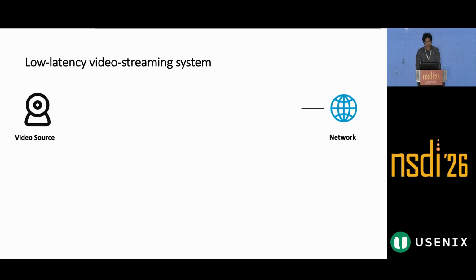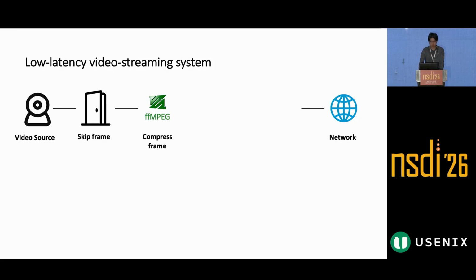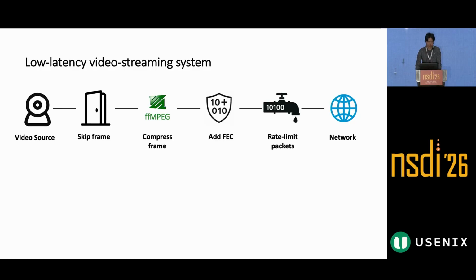The pipeline of a low-latency video streaming is fairly complex. A video source will generate some frames, and then the system needs to decide, should we skip this frame? What bit rate should we compress this frame at? And how much FEC redundancy should we add? And how fast should we send packets into the network?